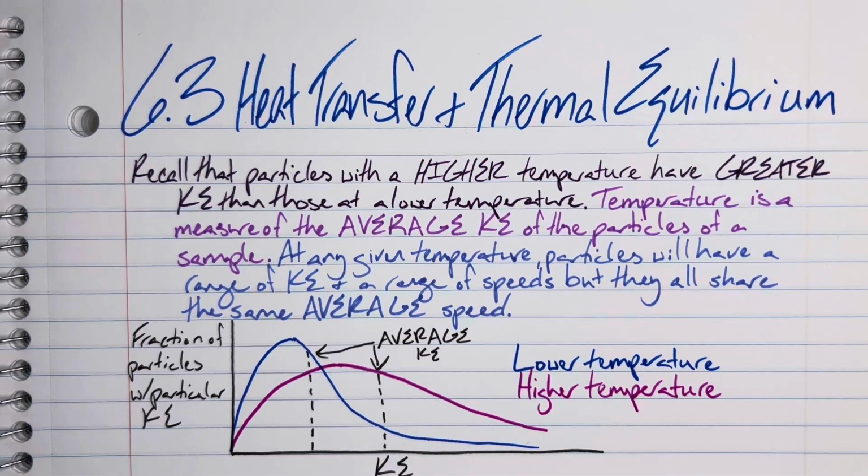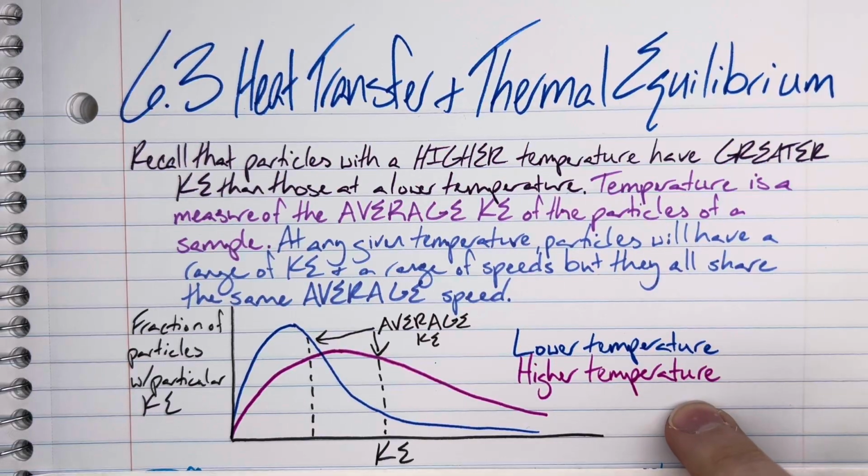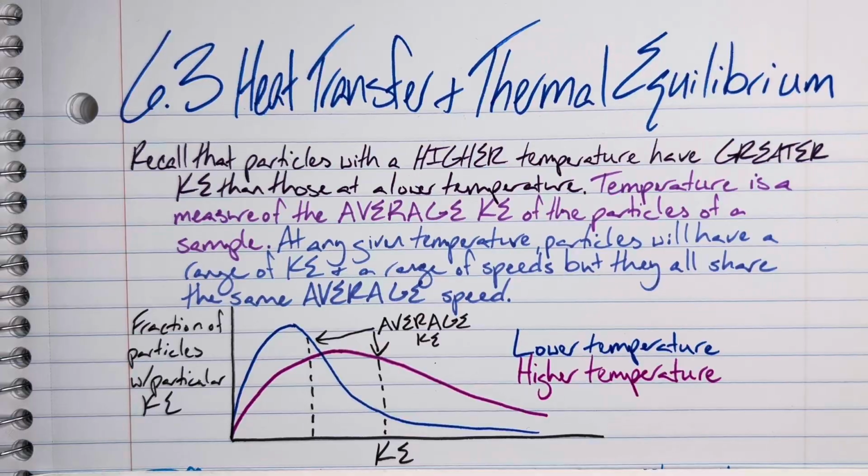So we're going to look at this graph representation here, where we have samples at two different temperatures. Our blue line is going to represent the sample at a lower temperature, whereas our pink line is going to represent our sample at a higher temperature. The y-axis is going to be the fraction of particles with a particular kinetic energy, and our x-axis is representing the actual kinetic energy.